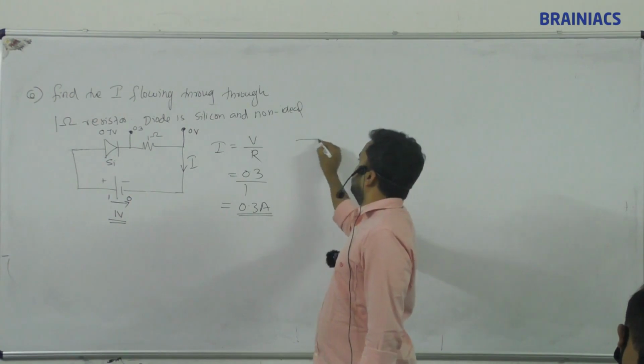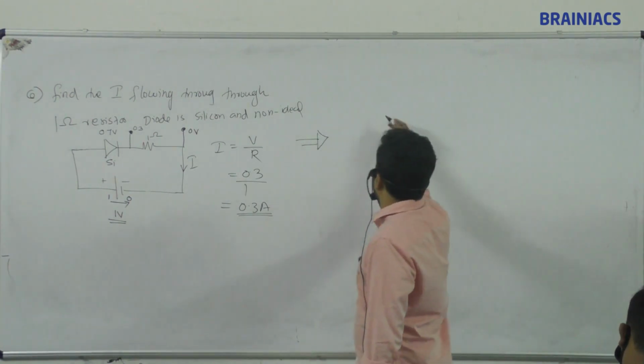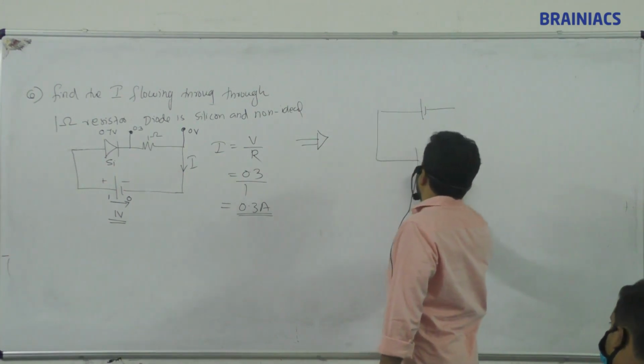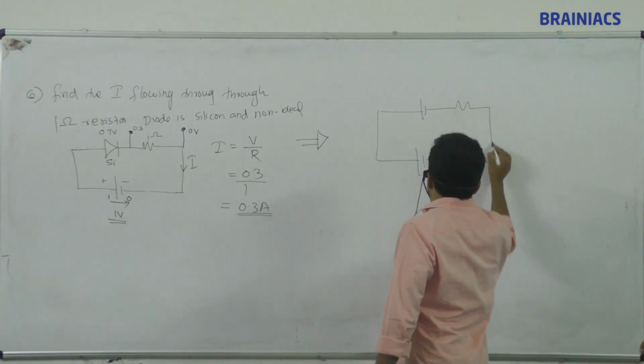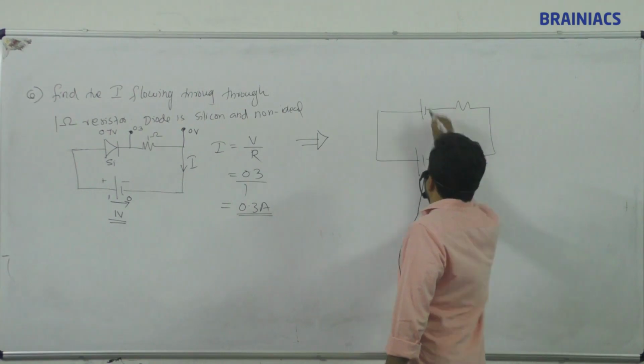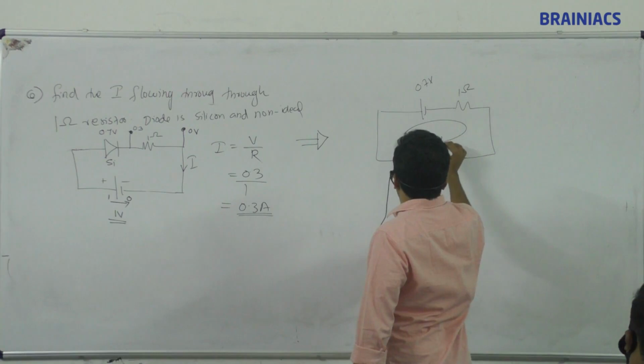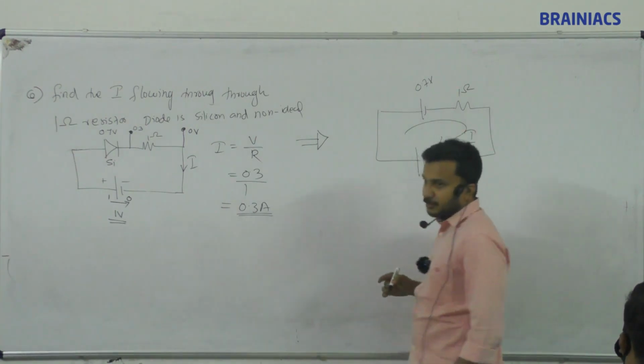Now, another method. Sometimes in current electricity you may have learned like this one. Now I will draw it with KCL like this. So this is 1 volt, this is 0.7 volt, this is 1 ohm. I want to find out the current through the circuit. This you already know, right?